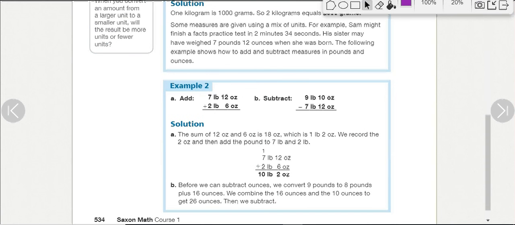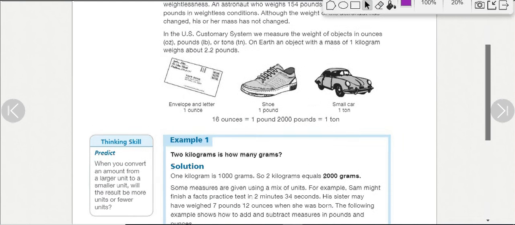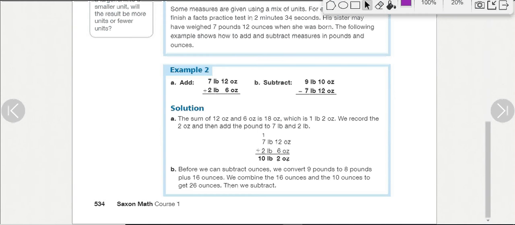Example 2, we're going to actually work in these measures. How about pounds and ounces? Let's just double check what we know about pounds and ounces. There are 16 of them in a pound. So if I'm going to add right here 7 pounds 12 ounces to 2 pounds 6 ounces, that's pretty simple. But let's keep things separate. Let's do 18. Don't carry over the 10. Let's just do 9 pounds. Notice the interesting abbreviations on these.